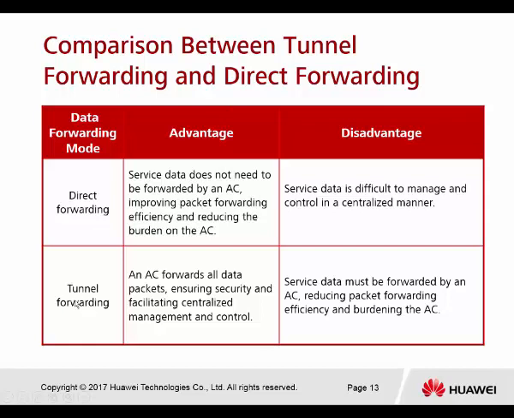Then the next, the tunnel forwarding. What is the advantage? The AC forwards all the data packets, ensuring the security and facilitating centralized management and control. So they can centrally manage all the AP protocol and also the data frames sent by our users. The disadvantage: service data must be forwarded by an AC, reducing the packet forwarding efficiency and burdening the AC. So this is a problem here, because when we're using the tunnel forwarding, all the traffic has to go back to the AC before going out to the network.